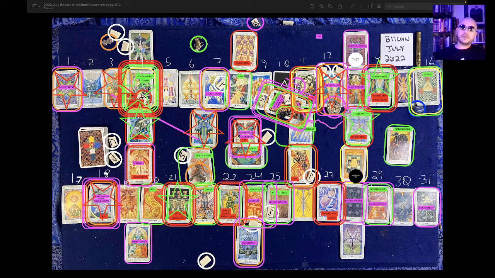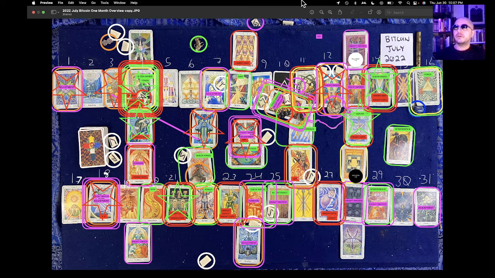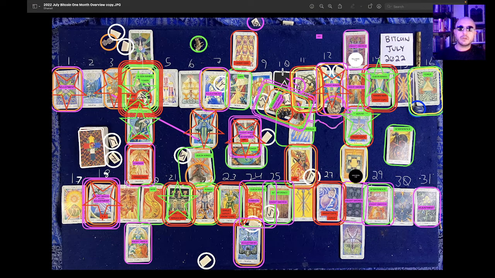This is the Bitcoin 1 month overview reading for July 2022. It's currently June 30th, 2022, 10:07 p.m. The overall theme and behavior for Bitcoin throughout the month of July is going to be a notable decline with an important bottom on a year-to-date chart. There's an important trough or bottom here. After a sharp or prominent decline on a year-to-date chart, it'll stand out.